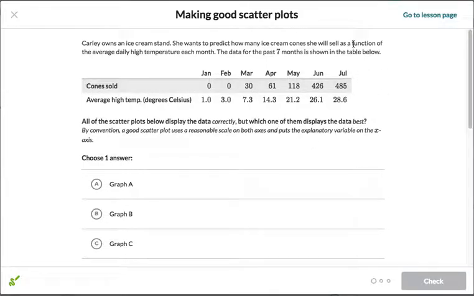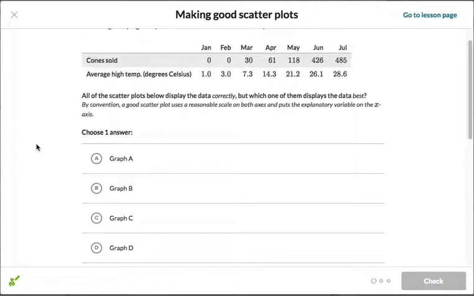So what explains how much she sells? The daily average temperature is what is driving this data here, right? So our x-axis is going to be the average high temperature. The cones sold is going to be the y-axis for starters. And then we're going to be looking for a decent scale. We want a scale that reaches probably on the x-axis from 0 to about 30, and on the y-axis from 0 to about 500. So let's take a look at that data.